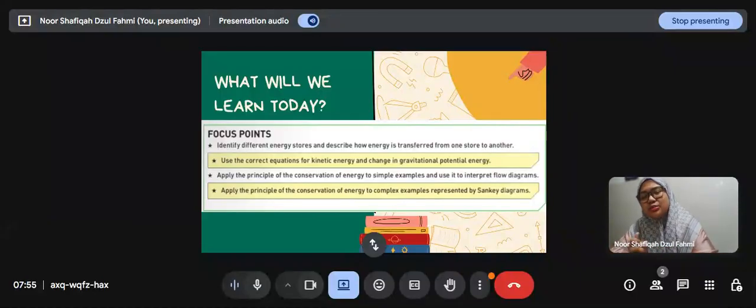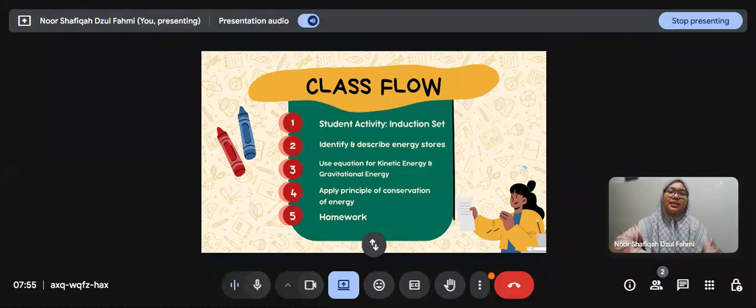Secondly, we will use the correct equations for kinetic energy and gravitational potential energy. Thirdly is to apply the principle of conservation of energy to simple examples, and we will use Sankey diagrams as well to apply the principle of conservation of energy. Okay, so this is the class flow for today.